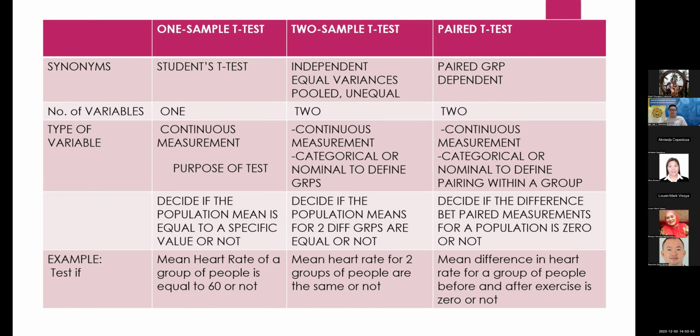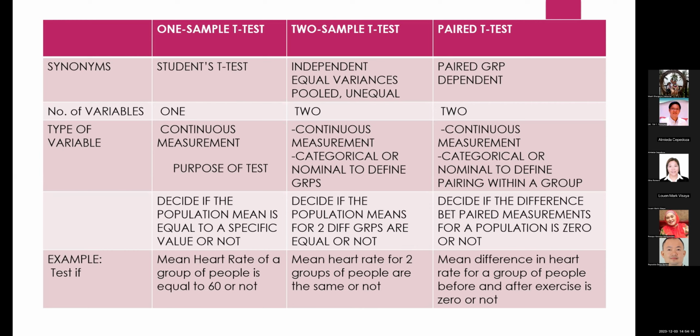So for the type of variable, one sample t-test has continuous measurement. For the two sample, continuous measurement also, categorical or nominal to define the groups. And for the paired t-test, you have continuous variable measurement, categorical or nominal to define pairing within a group.